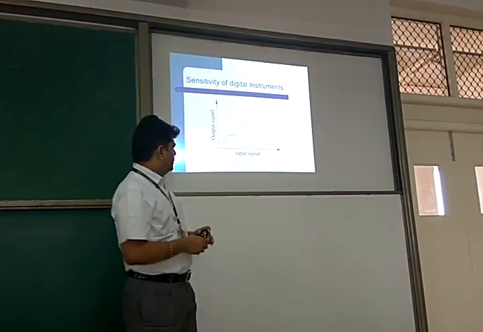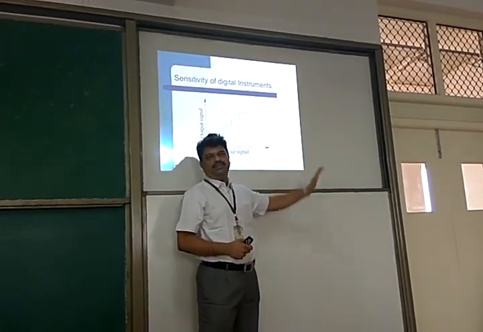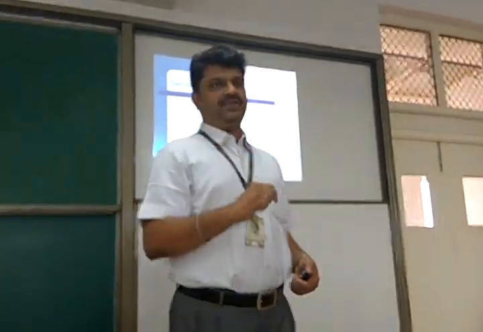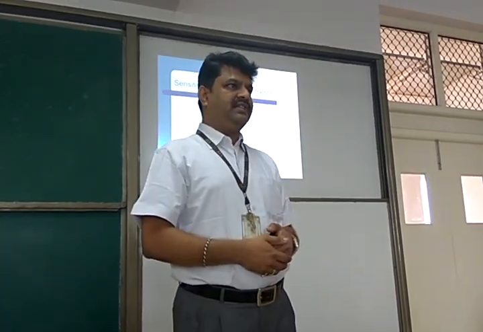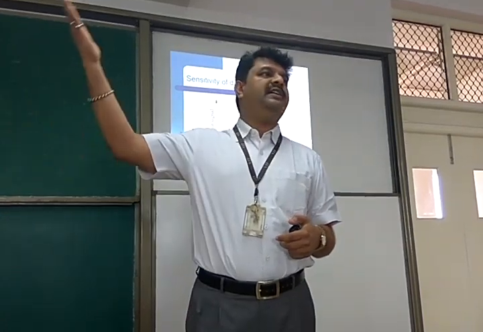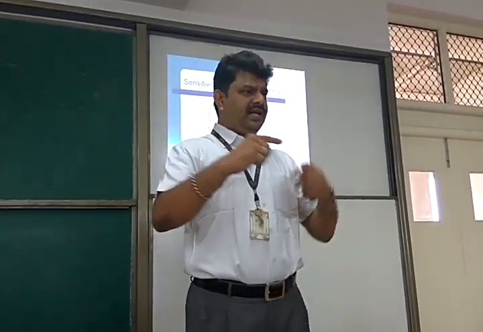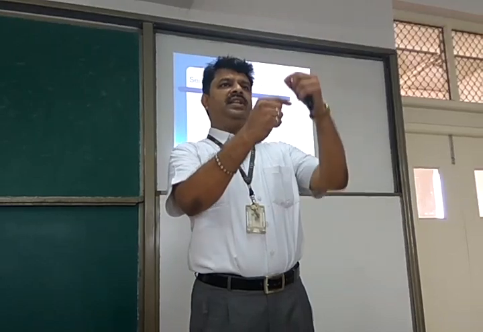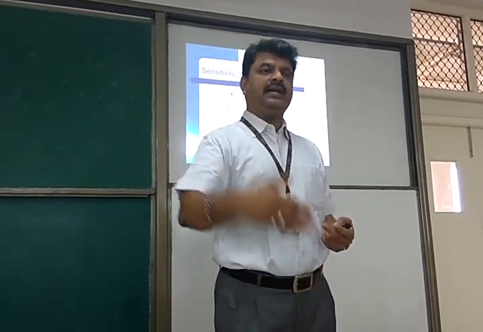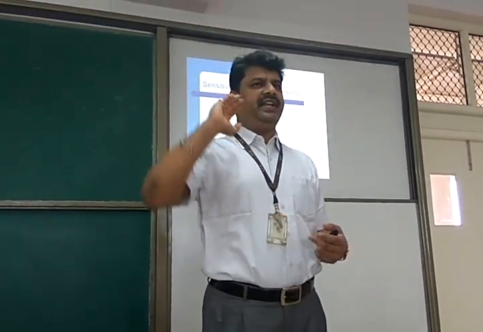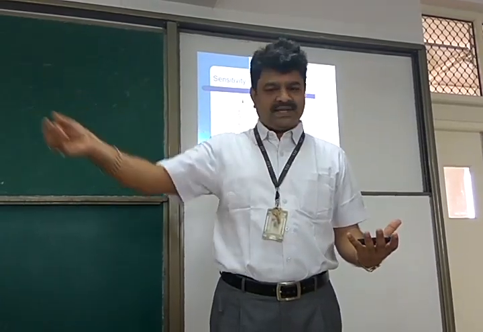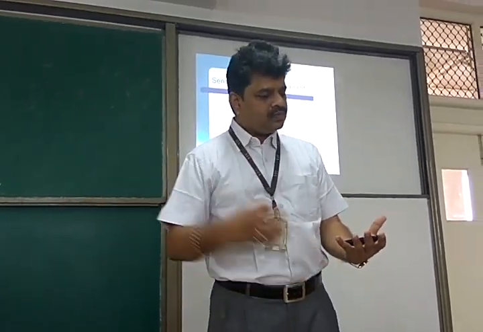The input signal is mostly analog. For example, you have a digital pressure gauge or digital temperature sensor. You have a hot bath where the temperature keeps on increasing. The increase in temperature is not jumping 1 degree, 2 degree, 3 degree. It gradually increases from the current temperature to a higher temperature. Continuously it varies.